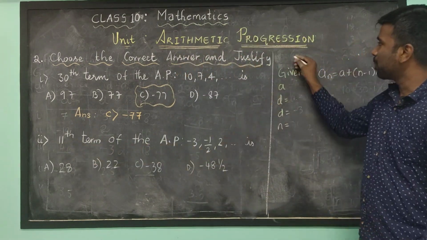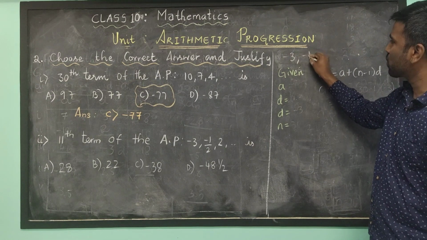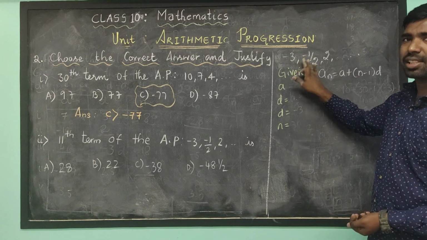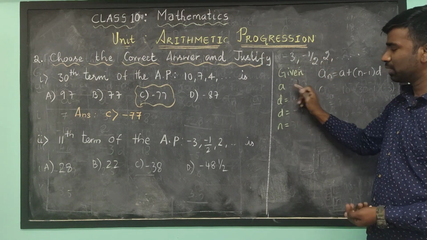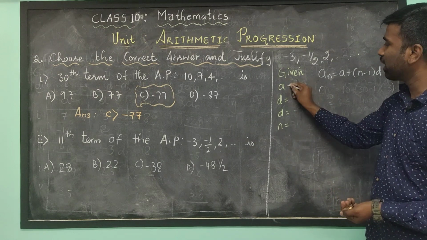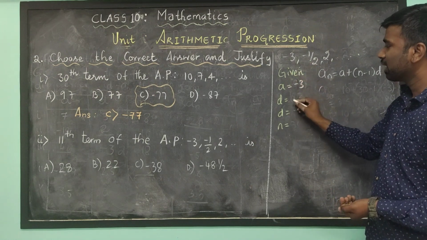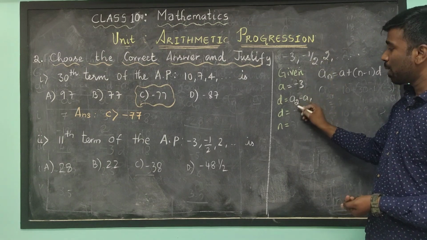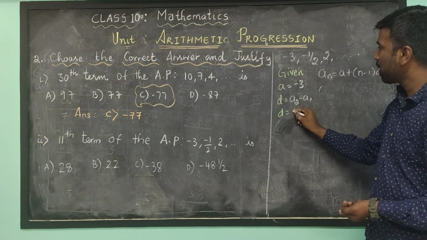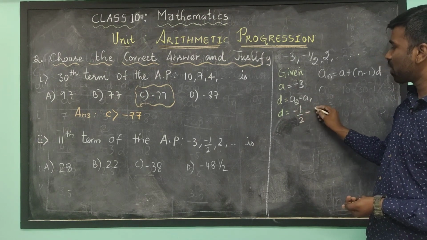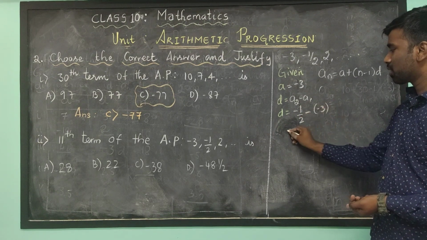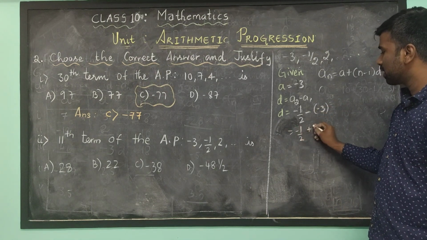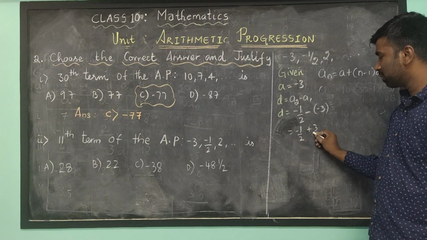Students, second question we should find out 11th term of the AP. What is the AP? Minus 3, minus 1 by 2, then 2 and the list goes on. From this given AP, we should find out this data. What is the value of A? The first term is minus 3, then D is A2 minus A1, minus 1 by 2, minus of minus 3. So, minus into minus plus, minus 1 by 2 plus 3, then take the LCM.